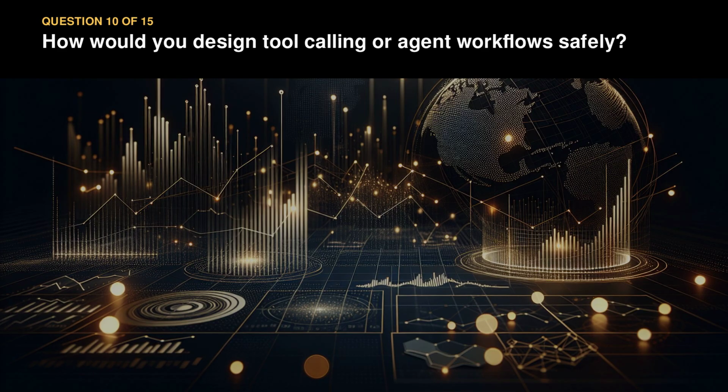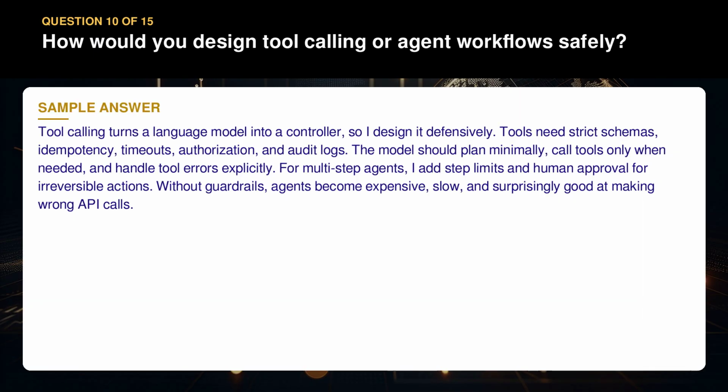Question 10. How would you design tool calling or agent workflows safely? Tool calling turns a language model into a controller, so I design it defensively. Tools need strict schemas, idempotency, timeouts, authorization, and audit logs. The model should plan minimally, call tools only when needed, and handle tool errors explicitly. For multi-step agents, I add step limits and human approval for irreversible actions. Without guardrails, agents become expensive, slow, and surprisingly good at making wrong API calls.